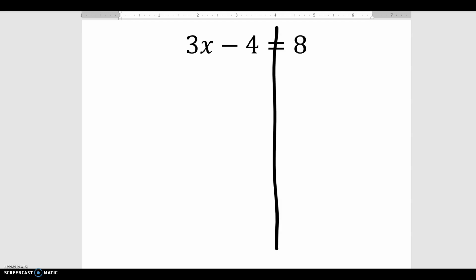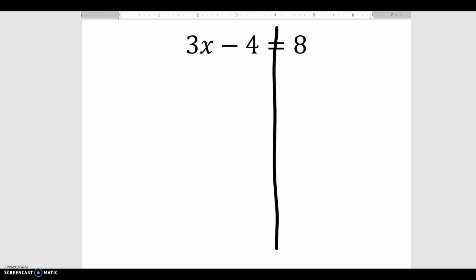Hey Chargers, this is the first example we're going to be doing on solving equations. This is one of our two-step solving equations problems, which you most likely have done before, but it has been a little while, so we're going to go through it step by step.